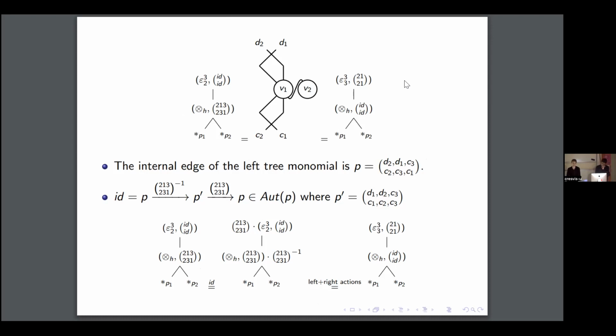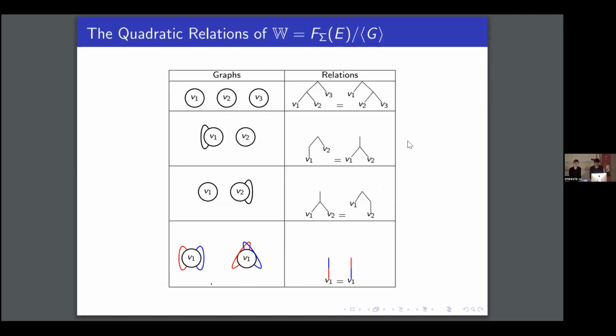And we can exploit this trick for any groupoid colored tree monomial. We can produce a canonical element of every equivalence class where we push the permutations all the way to the top. And what this enables us to do is to describe the relations satisfied by this operad in a very succinct manner.